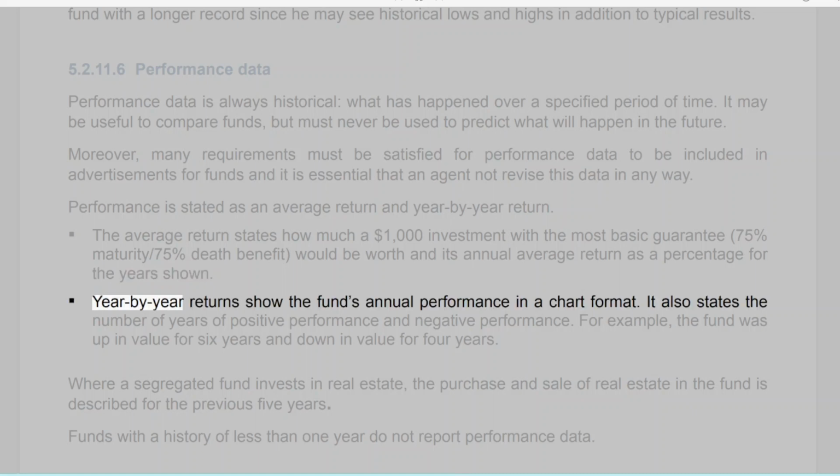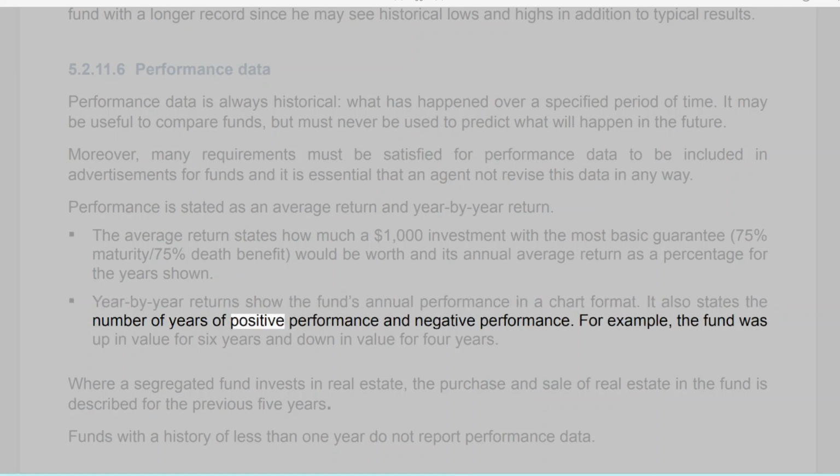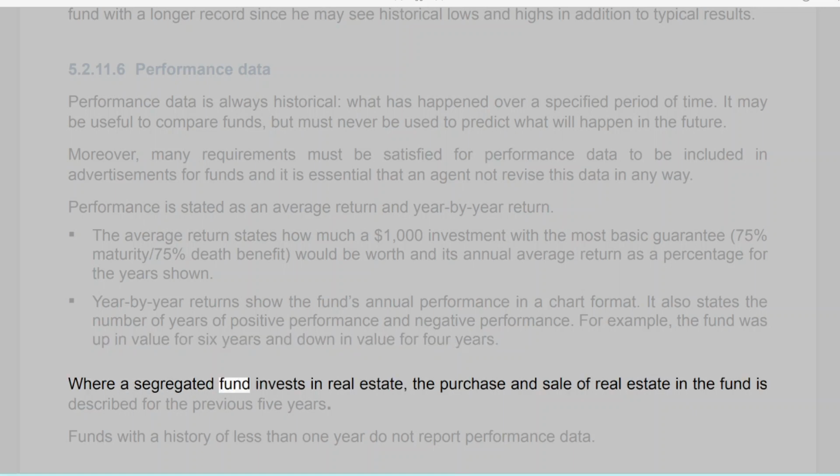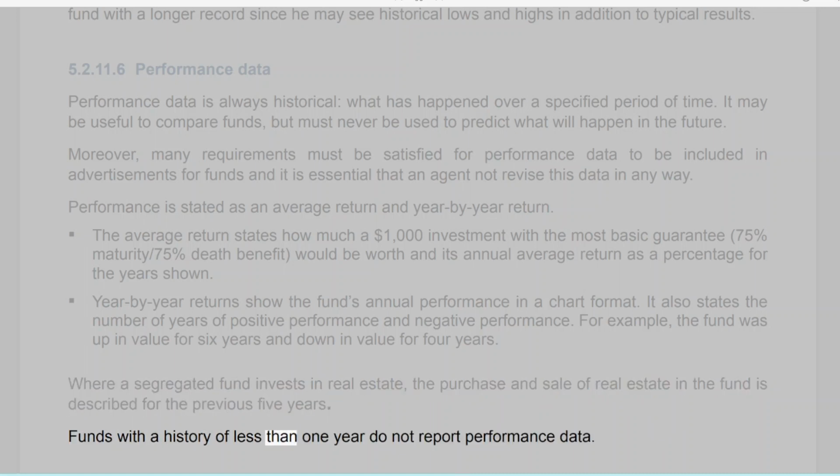Year-by-year returns show the fund's annual performance in a chart format. It also states the number of years of positive performance and negative performance. For example, the fund was up in value for 6 years and down in value for 4 years. Where a segregated fund invests in real estate, the purchase and sale of real estate in the fund is described for the previous 5 years. Funds with a history of less than 1 year do not report performance data.